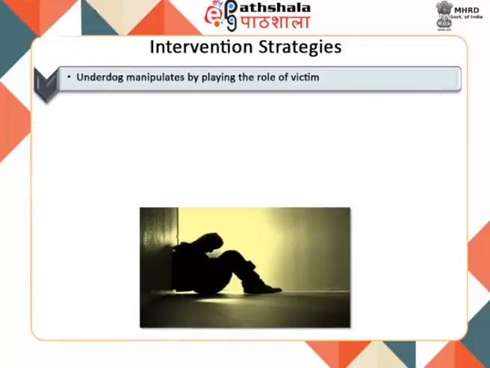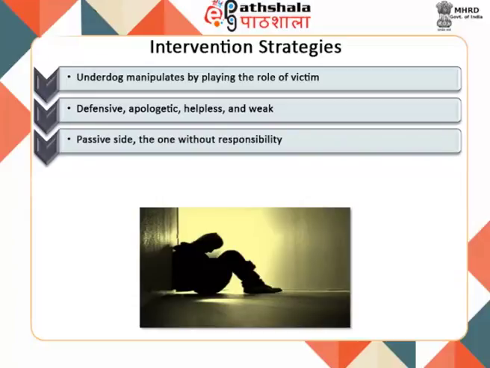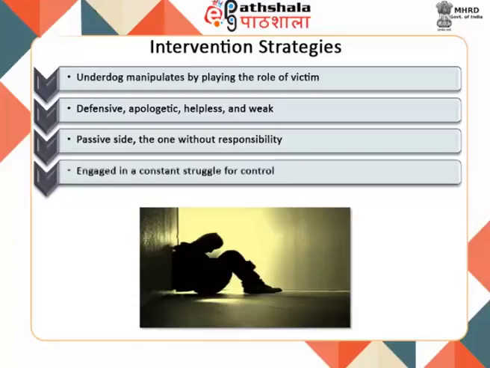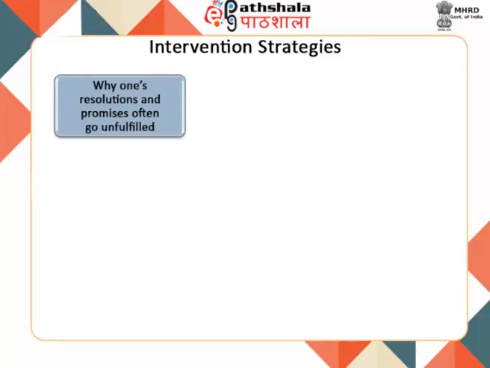The underdog manipulates by playing the role of victim, by being defensive, apologetic, helpless, and weak, and by feigning powerlessness. This is the passive side, the one without responsibility, and the one that finds excuses. The top dog and the underdog are engaged in a constant struggle for control. The struggle helps to explain why one's resolutions and promises often go unfulfilled and why one's procrastination persists.